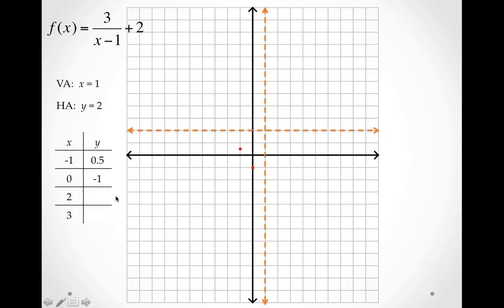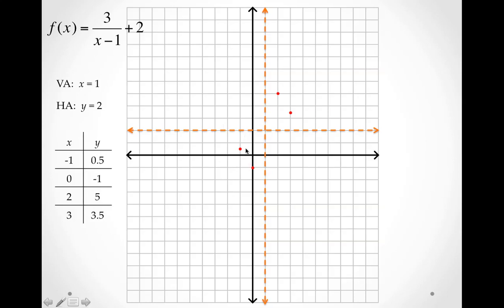Next, I'm going to choose two values that are to the right of my vertical asymptote. So I'm going to choose 2 and 3 for x values. Again, substituting those into my function, when x is 2, y is going to be 5, and when x is 3, y is going to be 3.5. And so now I plot those 2 points.